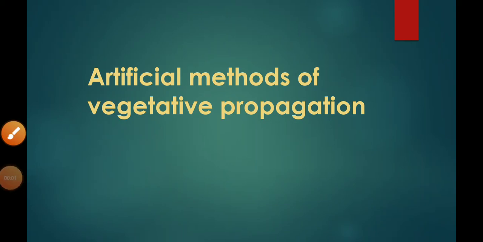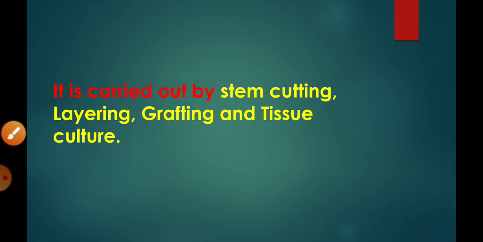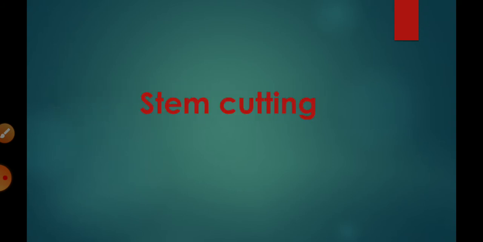In this video, we will study about artificial methods of vegetative propagation. Artificial methods are performed by human beings. Stem cutting, layering, grafting and tissue culture are the various artificial methods of vegetative propagation. Children, let's start with stem cutting.